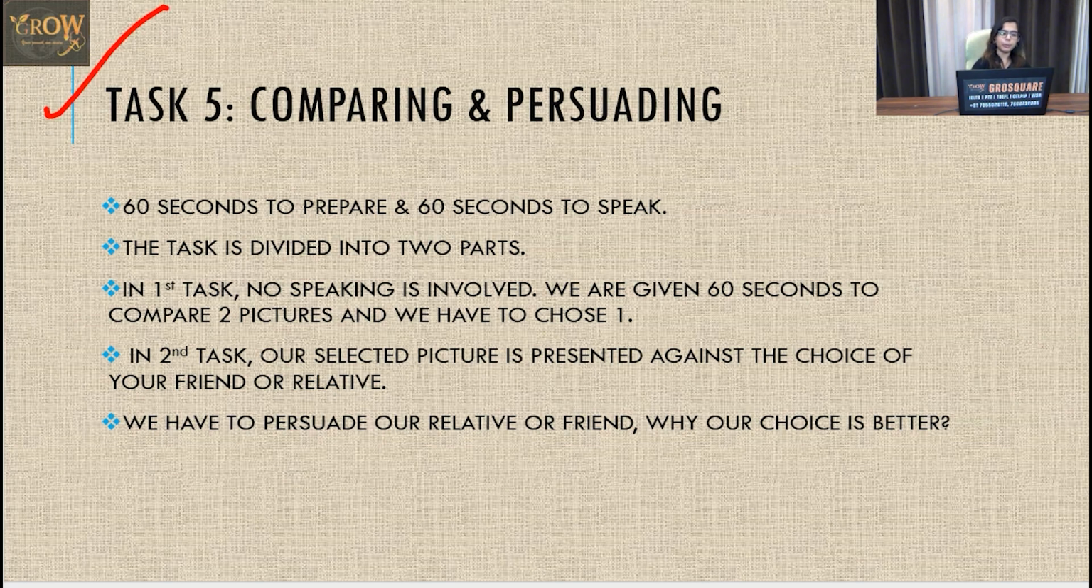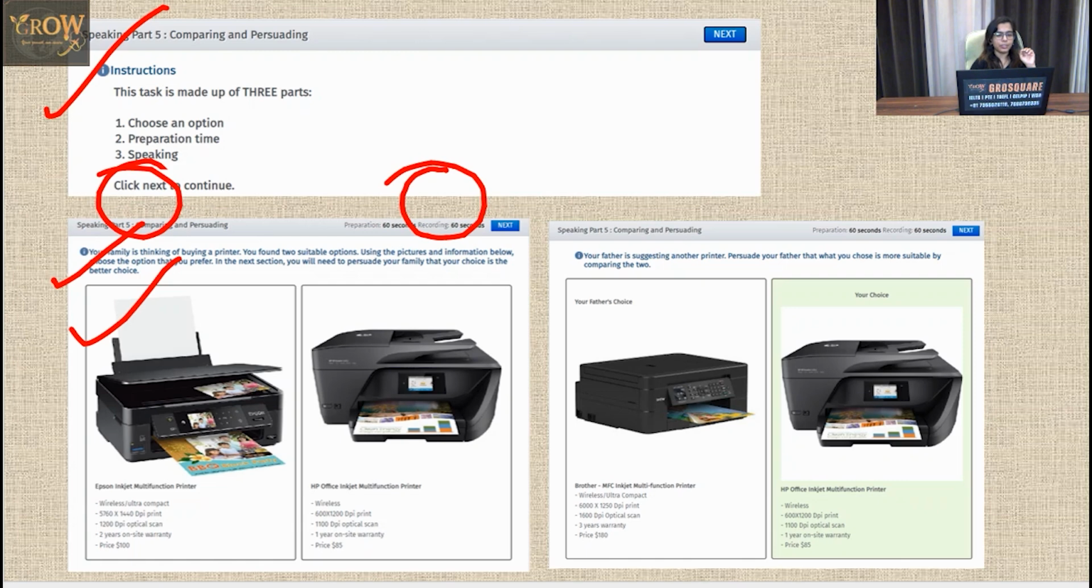Let's discuss task 5. This is all about comparing and persuading. That means compare karna, and persuade, that means to convince someone, manana kisi ko. So we would be having 60 seconds to prepare, and then you need to speak for 60 seconds. Okay, the task is divided into two parts. How it is divided into two parts, I'm going to explain with the help of this picture. Let's see.